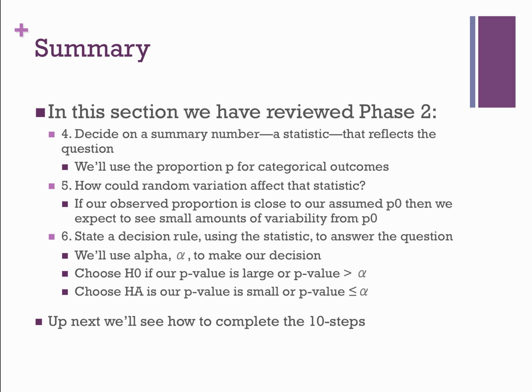Up next, we'll see how to actually use our alpha value to choose between H naught and HA, and we'll complete the remainder of the 10 steps.